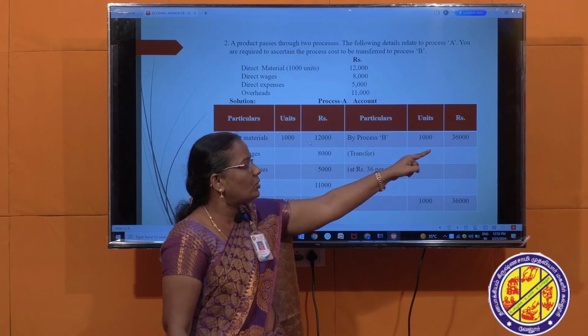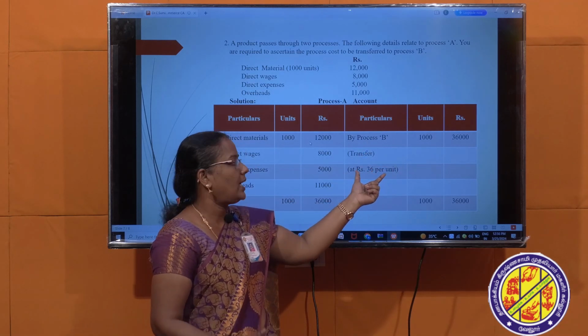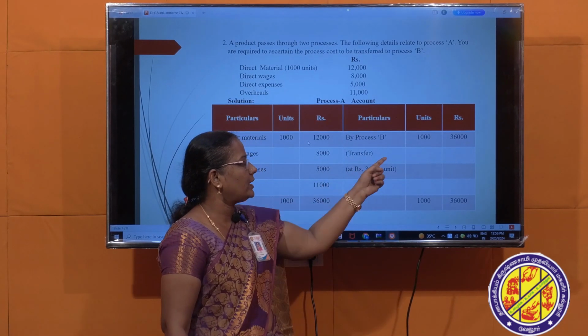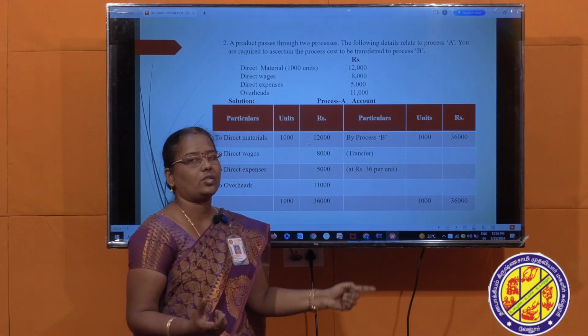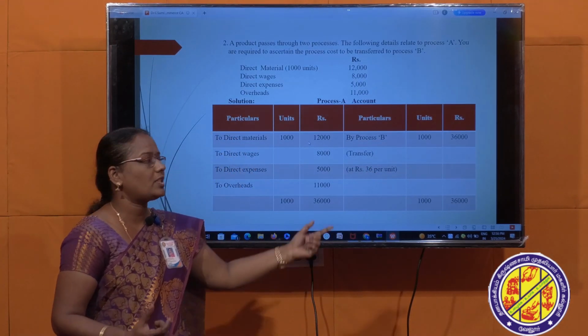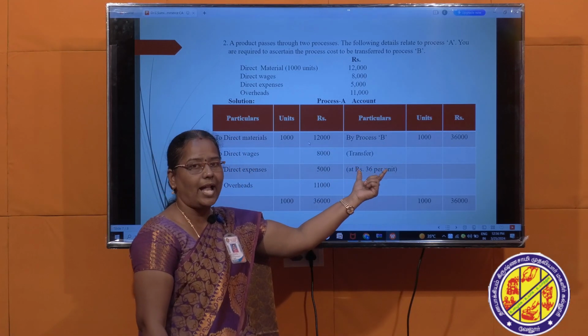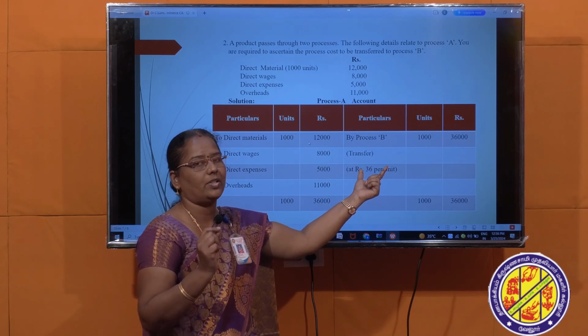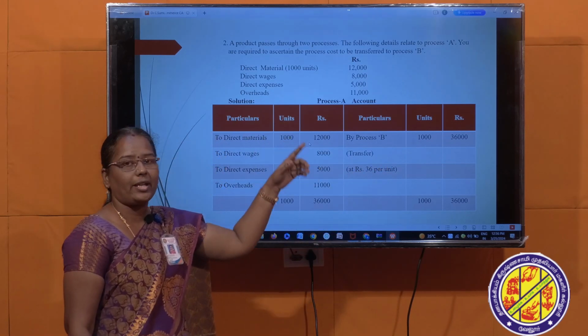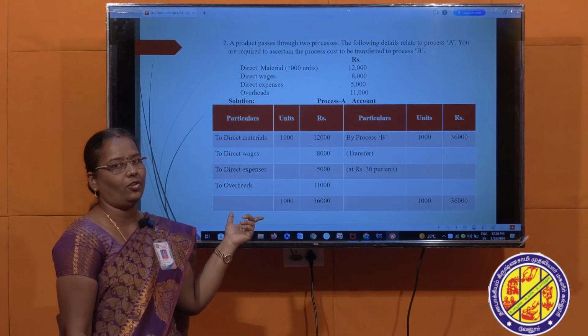Before that we have to calculate cost per unit, that is 36,000 divided by 1000, which gives 36 rupees per unit. This is very important, we have to calculate the cost per unit. So, this is the 5 mark sum which is very easy for you.